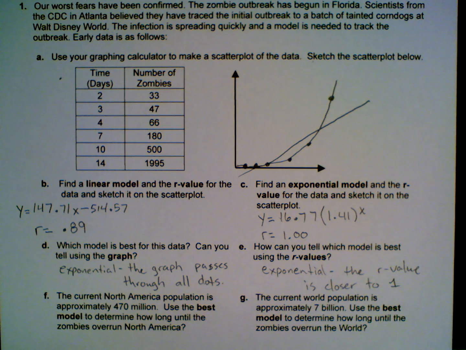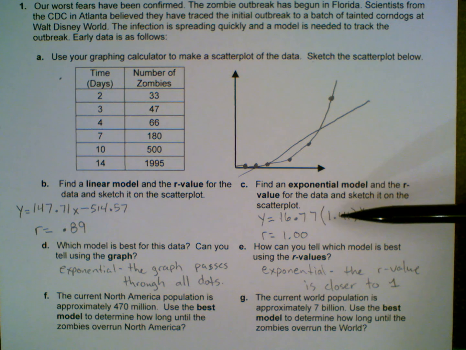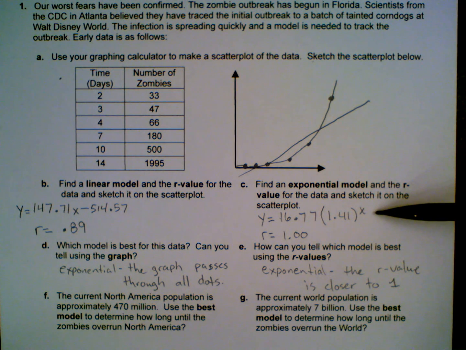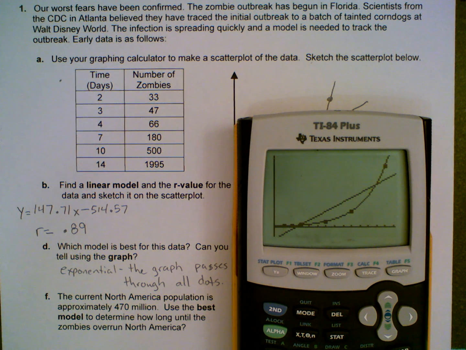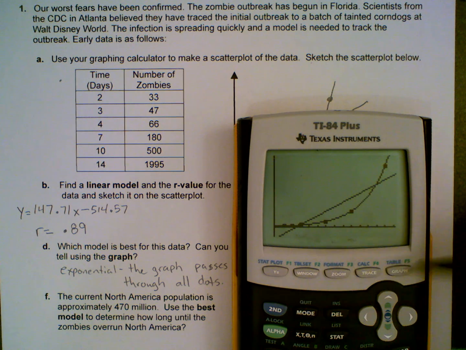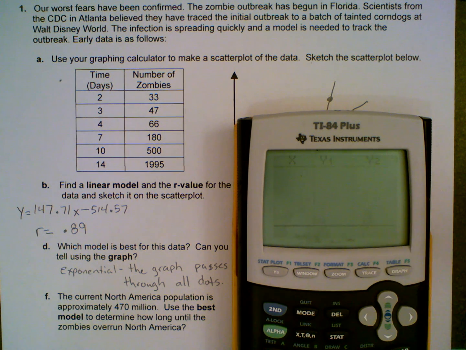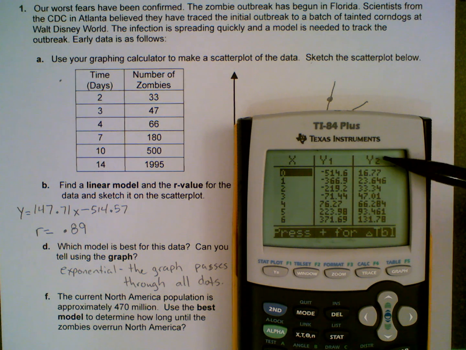So this means that we want to know when our equation right here is going to give us more than 470 million zombies. The best way to do this is probably to use our table. So let's bring our calculator back. We are going to go to the table, which is second graph. Remember, our exponential equation is in y2. So we want to check this column and see when it is more than 470 million.